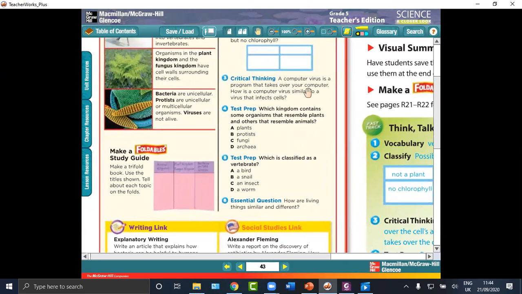Critical thinking here. I will choose new students. Yasin Samah. Yasin, read the computer virus question. A computer virus is a program that takes over your computer. How is a computer virus similar to a virus that infects cells? If you have any idea, you can answer.